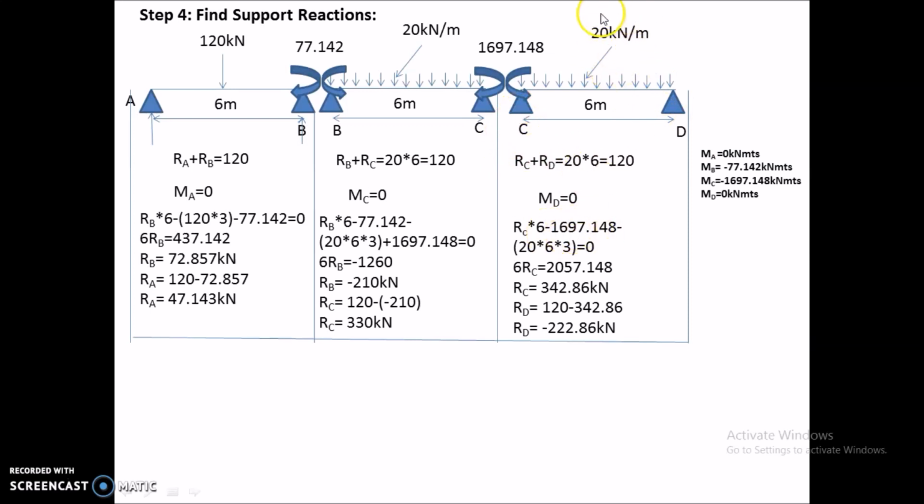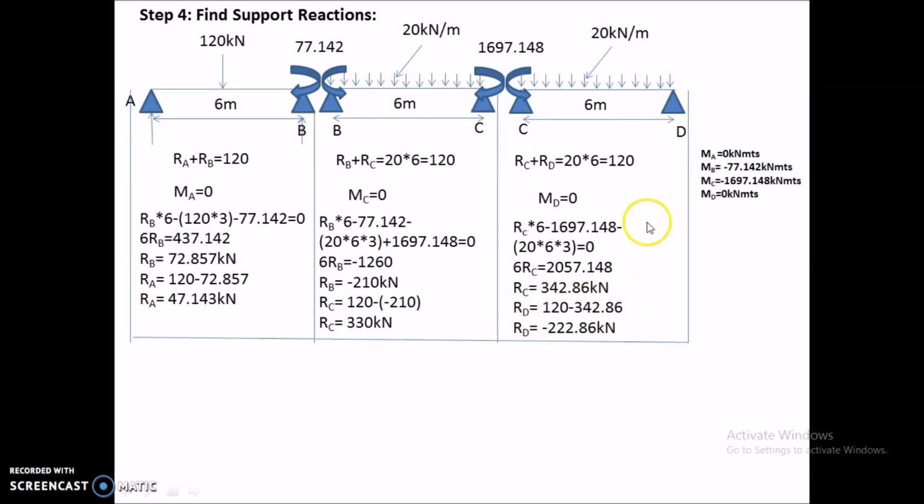And the moment due to this value is 20 into 6, that is point load acting at the distance 3 from here. So 20 into 6 into 3 will be moment here, and this is acting anti-clockwise. So left side anti-clockwise is negative, so this value will also be negative, which equals 0. By solving this, we will get 6 RC is equal to 2057.148, that is RC is equal to 342.86 kilonewtons. And by substituting this value in this equation, we will get RD value as 120 minus 342.86, that is RD is equal to minus 222.86 kilonewtons.